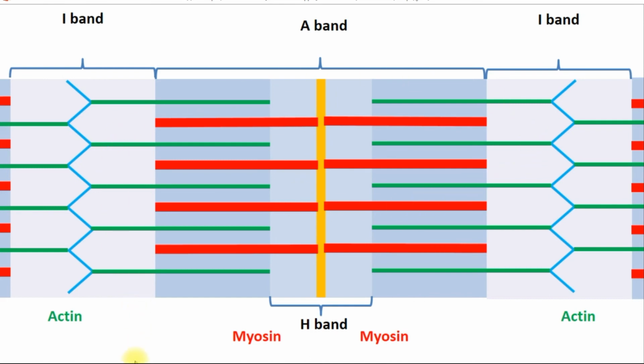It's the arrangement of the sarcomere: I-band, A-band, I-band, A-band, and inside the A-bands there are H-bands. The borders of sarcomeres are Z-lines, and the midline of the sarcomere is the M-line.